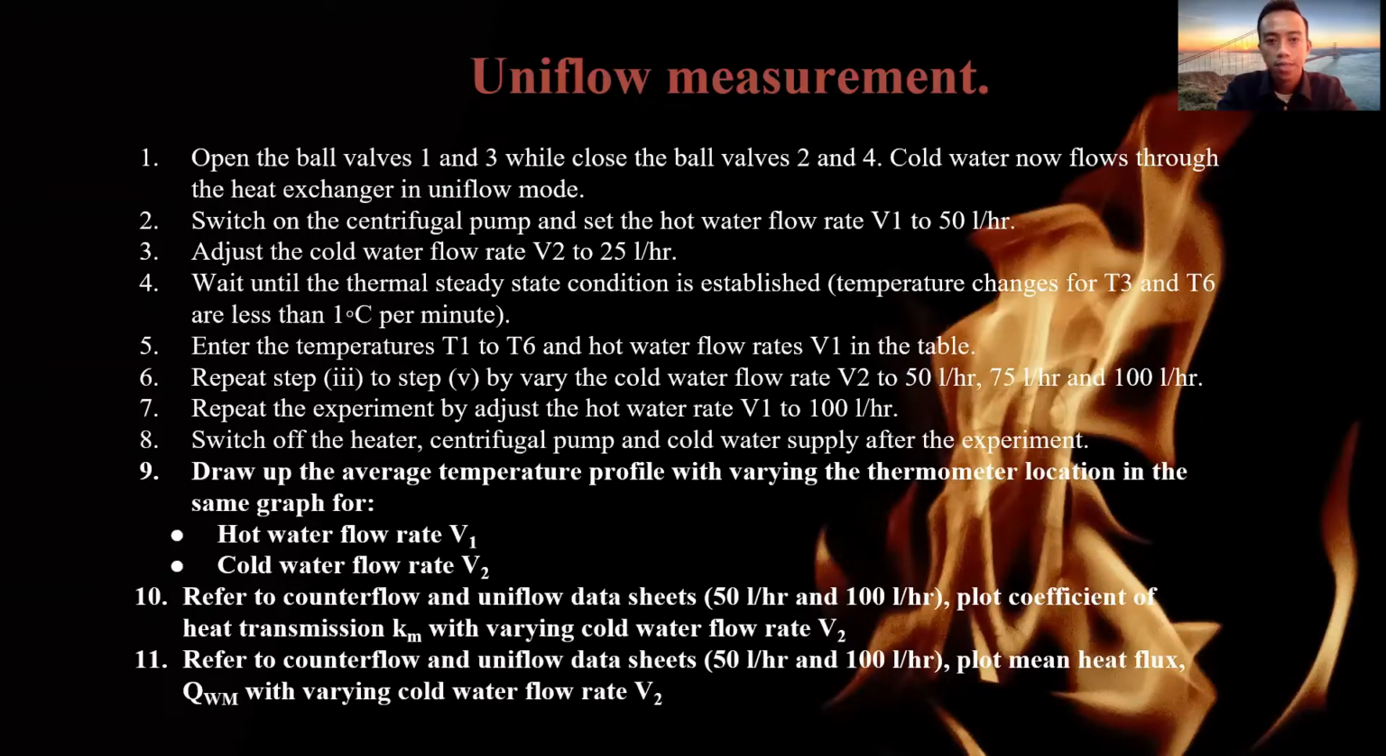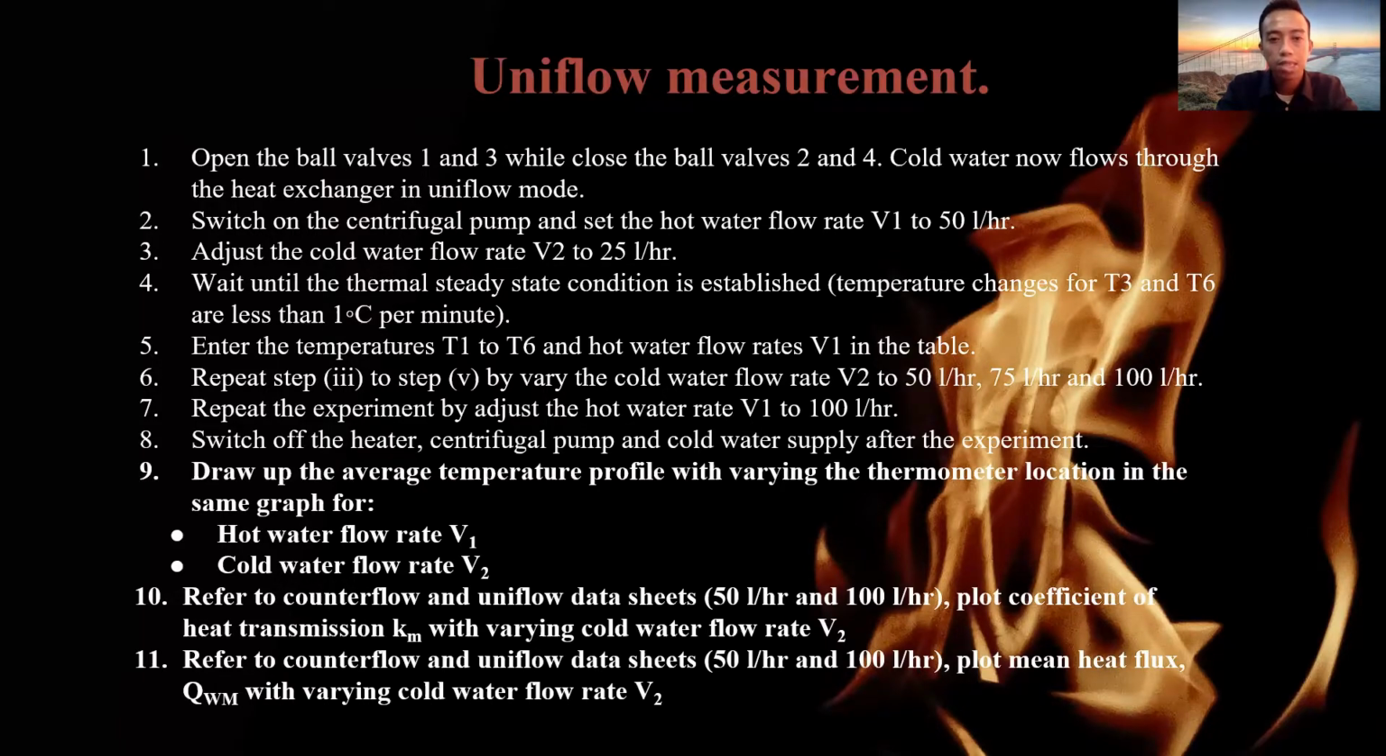Next, uniflow measurement. First procedure is to open ball valves 1 and 3 while closing ball valves 2 and 4. Cool water now flows through the heat exchanger in uniflow mode. Next, switch on the centrifugal pump and set the hot water flow rate V1 to 50 in 1 hour. Next, adjust the cool water flow rate V2 to 25 in 1 hour. And then, wait until the thermal steady state condition is established. The temperature change for temperature 3 and temperature 6 is less than 1 Celsius per minute. Enter temperature 1 to temperature 6 and the hot water flow rate V1 in the table.